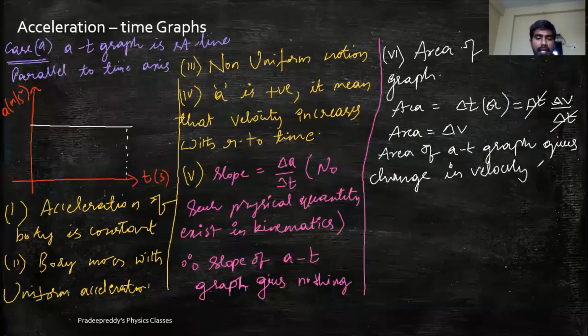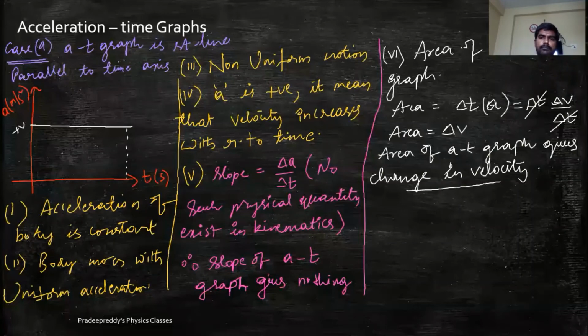So the area of the AT graph gives us the information: change in velocity. Remember that, change in velocity. In this case, A is positive, acceleration is a positive value, like 2, 3, any value. Therefore, delta V is also positive. Change in velocity is positive. That means the final velocity will be greater than the initial velocity, right? So this is the information you can get from the AT graph.